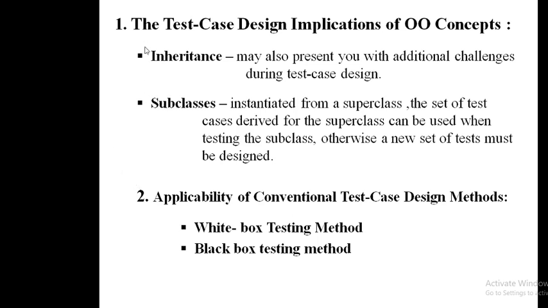In that, the first one is test case design, implication of object oriented concept. This concept basically has 2 points: one is high inheritance and the second one is subclasses. We already know what is meant by inheritance. Inheritance may be designed in a hierarchical format. If it is in the hierarchical format, it may present additional challenges while designing the test cases. When designing test cases for inheritance concepts, it may create some difficulty for you.